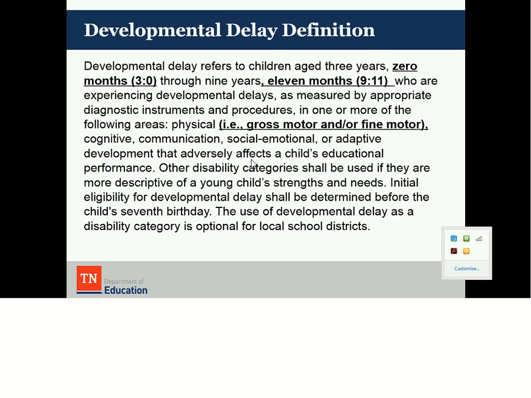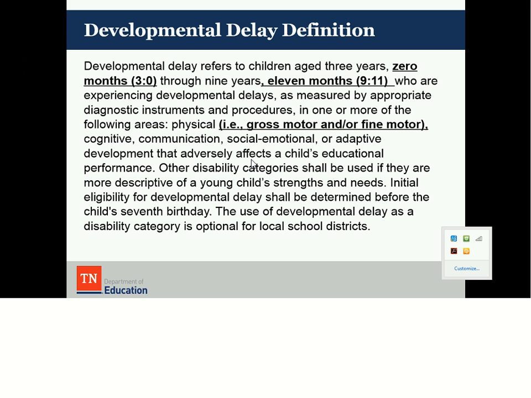So for developmental delay, the definition, you can see in bold the statements that were added. The age band changes were added for clarity. They are not changes to what was. It's just to make sure that everybody's on the same page and understands what that age band refers to. So developmental delay refers to children aged 3 years and 0 months through 9 years and 11 months. So that's until a 10th birthday, the conclusion of the 9th year of that child.